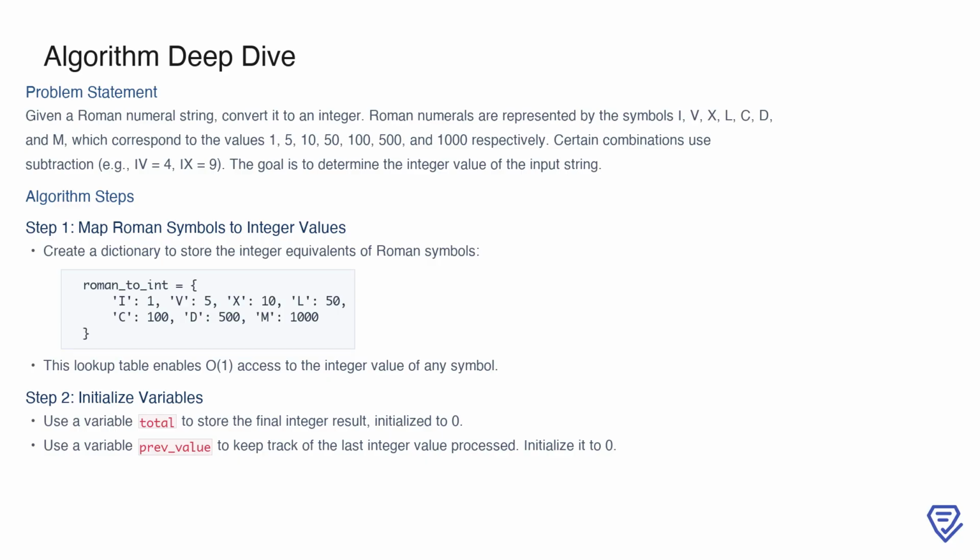The first step in our algorithm is to create a mapping of Roman symbols to their integer values. This can be accomplished with a dictionary in Python, where each Roman numeral is a key, and its associated integer value is the corresponding value. This dictionary allows us to quickly look up the value of any Roman numeral symbol in constant time. Once we have this mapping, we initialize 2 variables, total, which will store the result of the conversion, and prev_value, which helps us keep track of the last processed value. Both are initialized to 0 to set up the computation process.